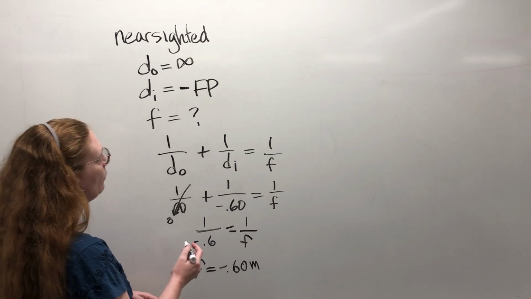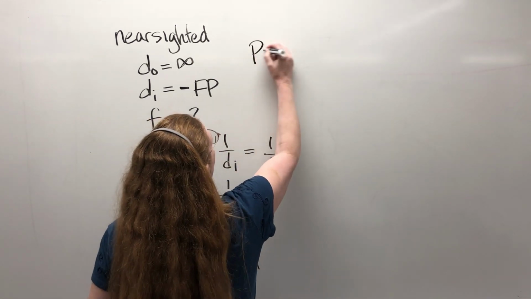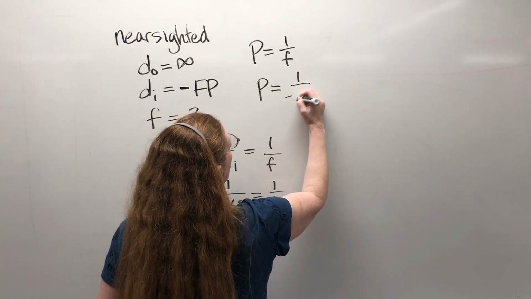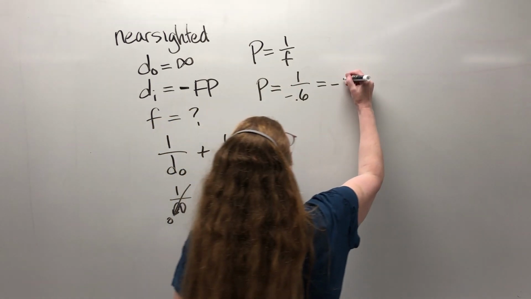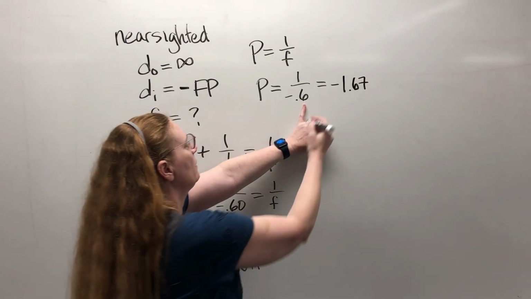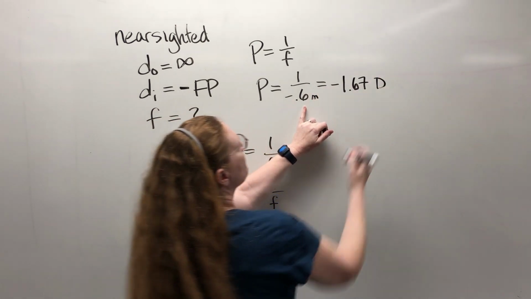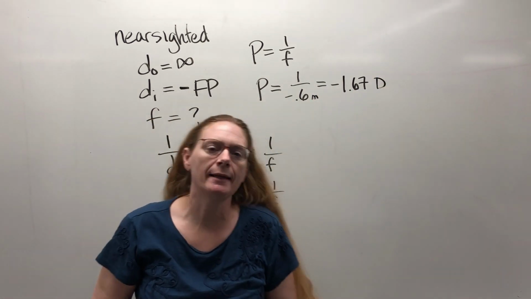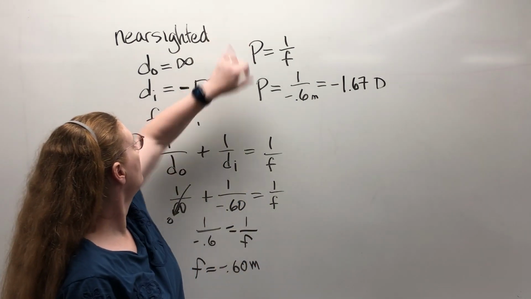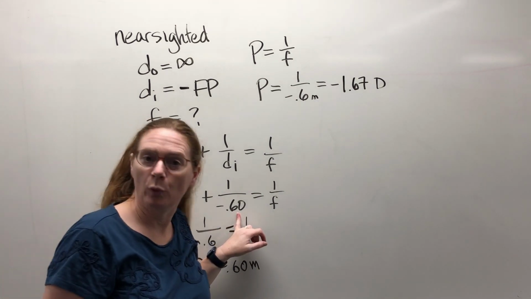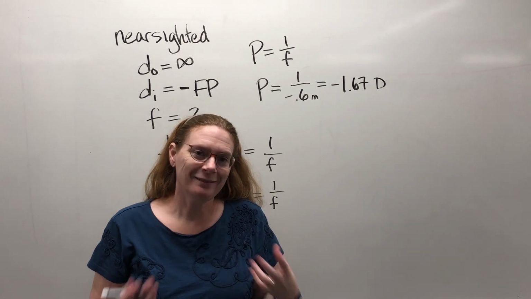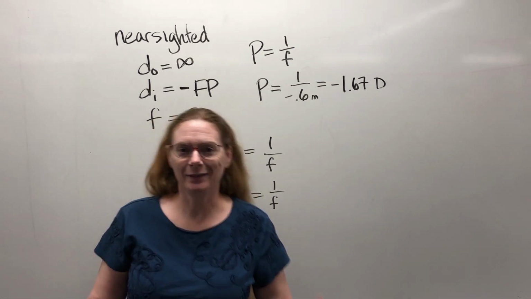So what would the power be? And if you remember, power is just 1 over the focal. So the power of my lens would be 1 over negative 0.6, which is negative 1.67. And so long as this is in meters, this is in diopters. So that would be the power of the lens that is needed to correct somebody's vision who's nearsighted and with a far point at 0.6 meters, 60 centimeters. So that is the basics of the math for nearsighted people.